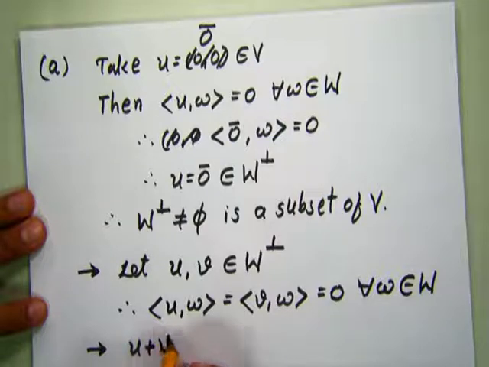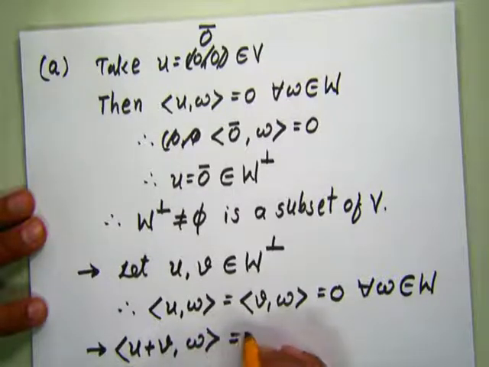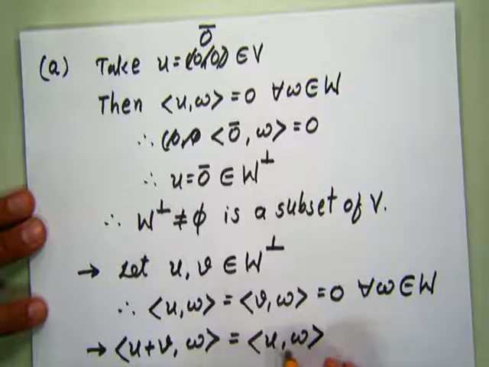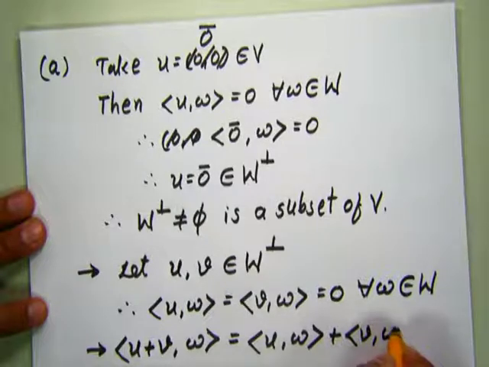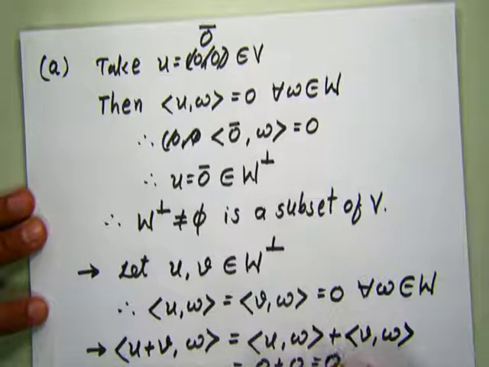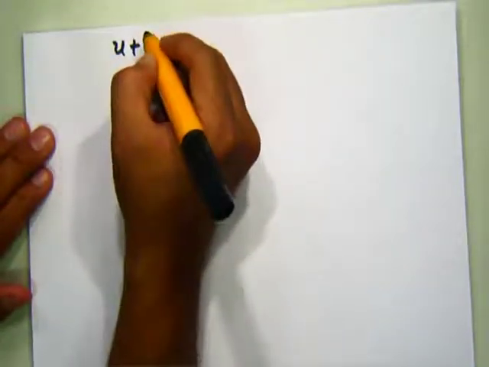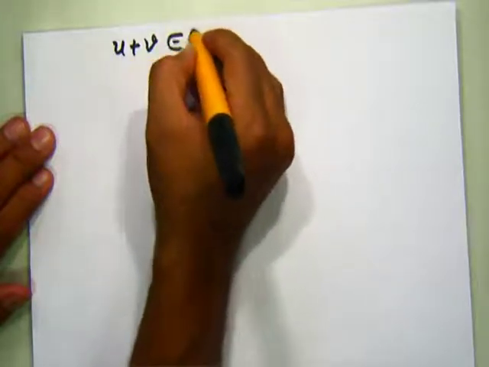So for that, for U plus V, we have to check this inner product. Using the definition of inner product, this is the inner product of U with W plus the inner product of V with W. Both are 0, so the addition becomes 0. So U plus V belongs to W complement.